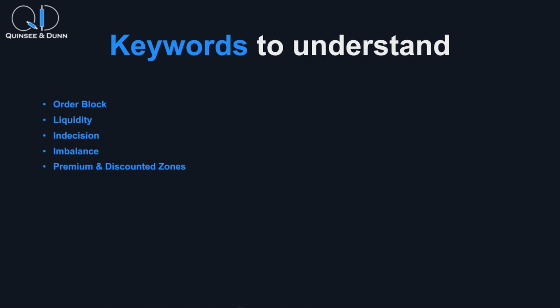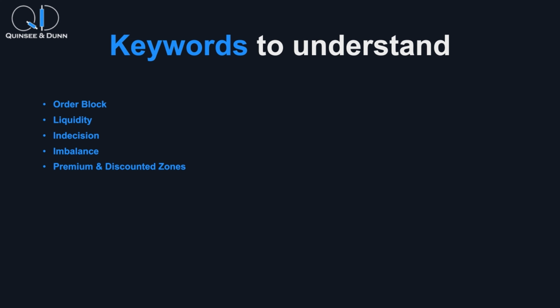So some key words I just want to cover are order blocks. These are just your supply and demand zones. Now liquidity is just an area with resting orders, stop losses, pending orders, take profits and stuff like that. Now indecision is just doji candles you see on the charts, or consolidation periods where the market's just moving sideways. Now imbalance is just inefficient price action. And premium and discounted zones. Premium are areas we want to be selling from, and discounted areas are those demand zones we want to be buying from.